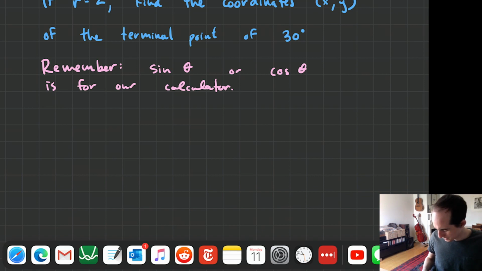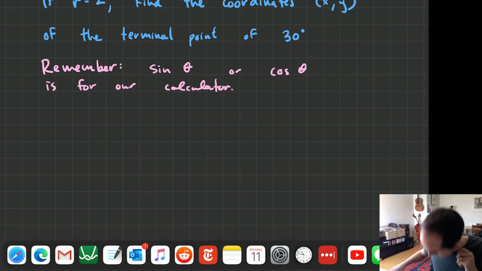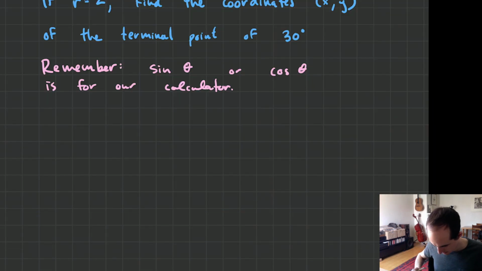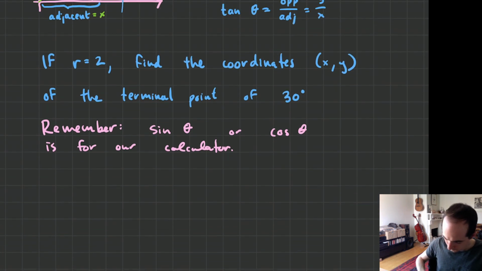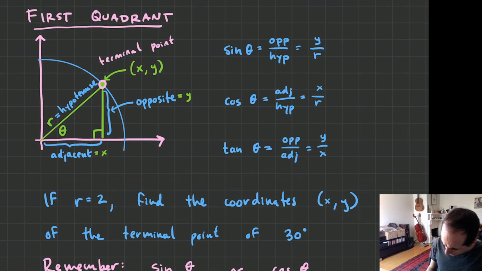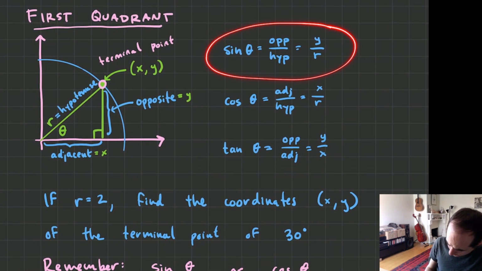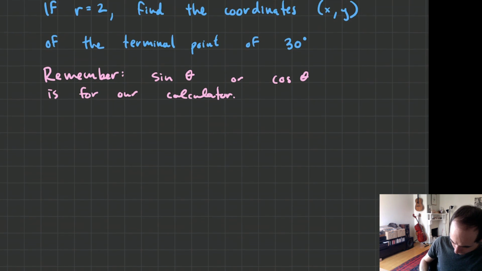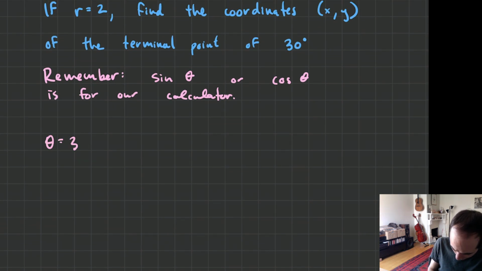Let's actually go ahead and solve this problem. We need to be using our calculator for the sine and cos portion of this problem. Okay, so sine and cos. I want the xy coordinates of this terminal point. Basically, I'm going to be solving for x and y in these two equations. I know that theta is equal to 30 degrees and r is equal to 2.